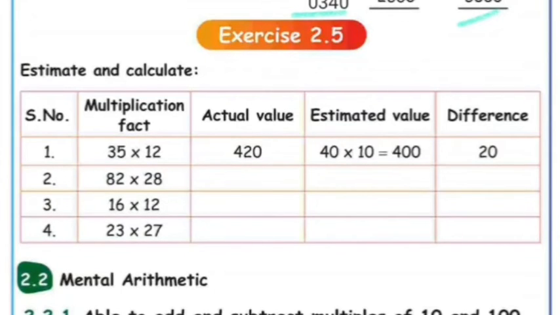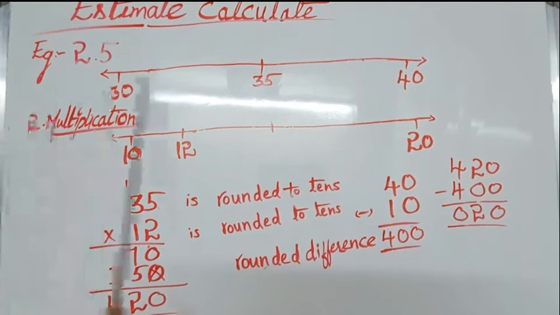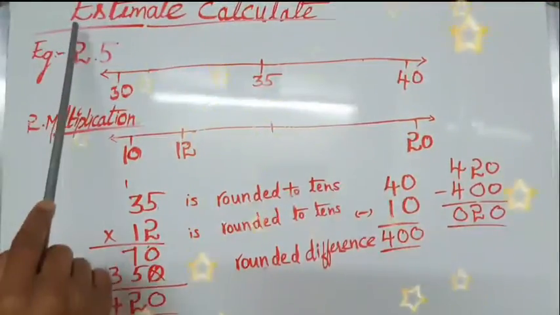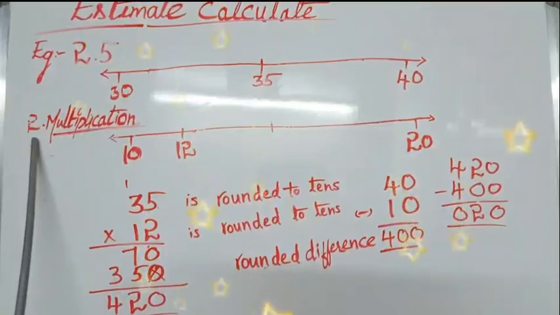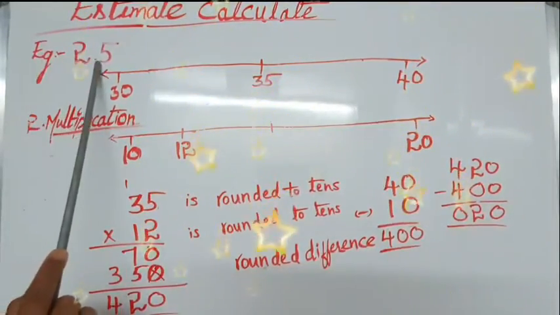Now here you can do the first example. Now I am showing you how to do it. Here 35 and here 12. We have to multiply. 35 is nearest to 40 and 12 is nearest to 10. So now we multiply. 40 into 10 is 400. And the difference is 20. If we look over here, children, this is our estimate. We are doing multiplication here. Example 2.5.